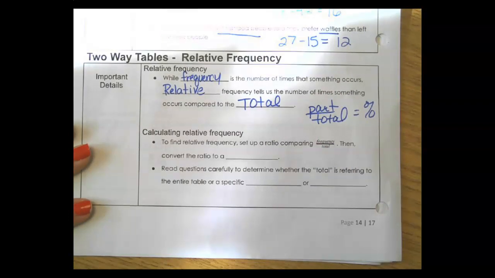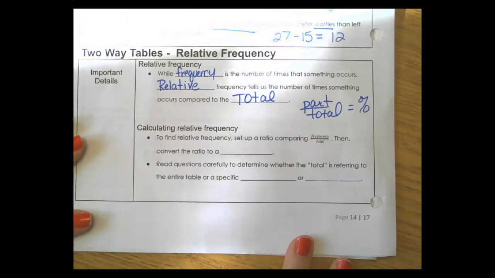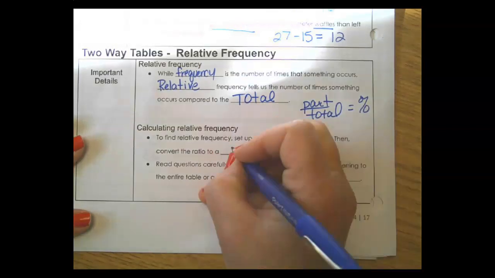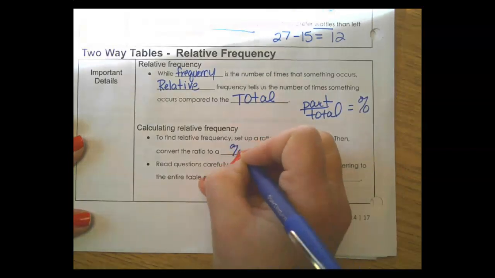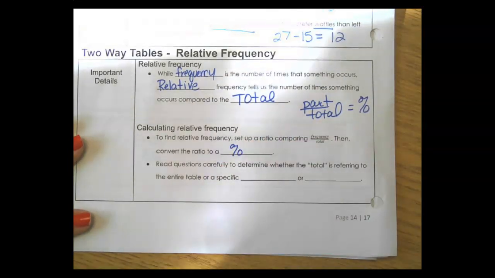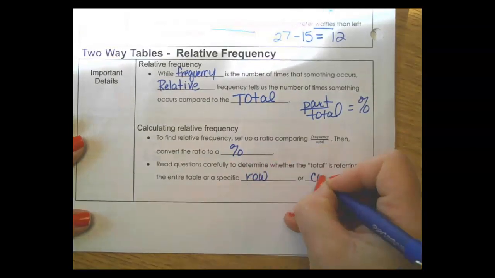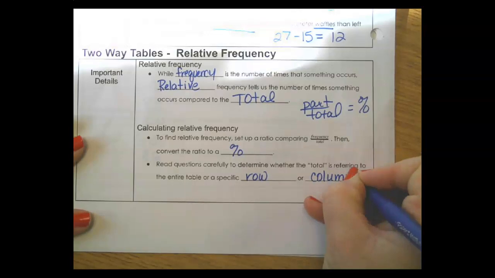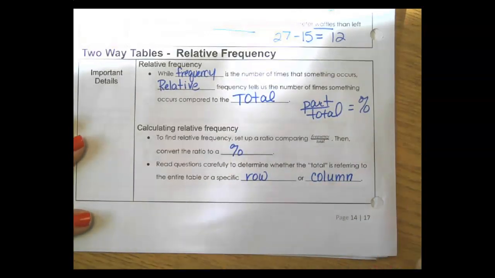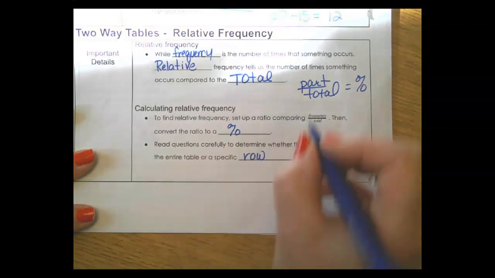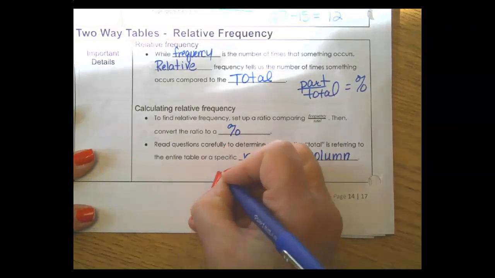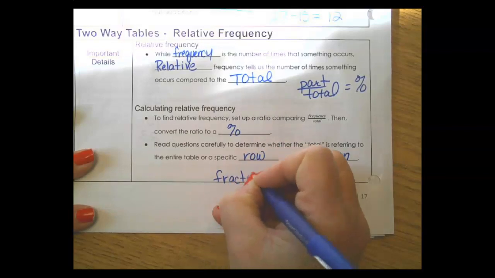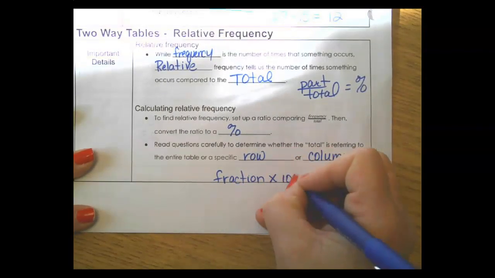So here we go. To find the relative frequency, you set up a ratio comparing the frequency to the total, and then convert that ratio into a percent. Read your questions carefully to determine the total. Is it referring to the entire table or a specific row or column? And then to get to a percent, you just take your fraction and multiply by 100.